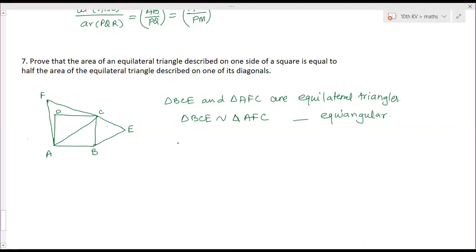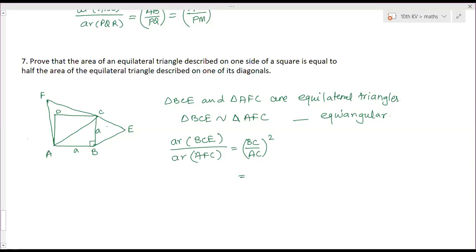Now, how to take the ratios? Area of BCE by area of AFC is equal to the ratio of any of the sides squared. So BC by AC whole square. These are two similar triangles, so we can use the area formula. So BC by AC whole square. What is the BC value? We'll consider that as A. This is A. It is a square, so therefore this is 90.